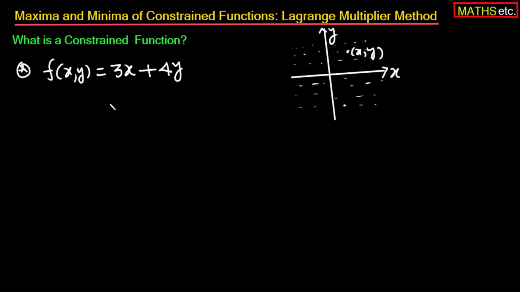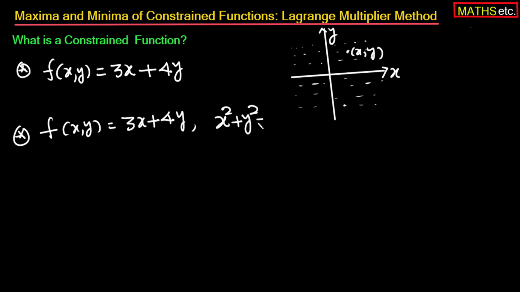Now let us take another example. We take the same function f of x and y given by the rule 3x + 4y, with the restriction that x and y can take only those values which lie along this unit circle, x² + y² = 1. Now the domain of this function has been restricted. Now x and y cannot take any value from the xy plane, but only those values which lie along the unit circle.